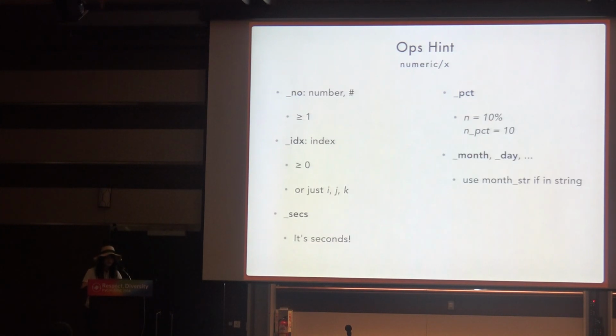Here are some simple operation hints on numerals, like number, index, seconds. Seconds is very important. If you use some Python API, you will find every Python API about time doesn't say what unit it uses. It may accept seconds or milliseconds. But if you put seconds in your argument name, you will immediately know it accepts seconds. Percentage and month day, like that.